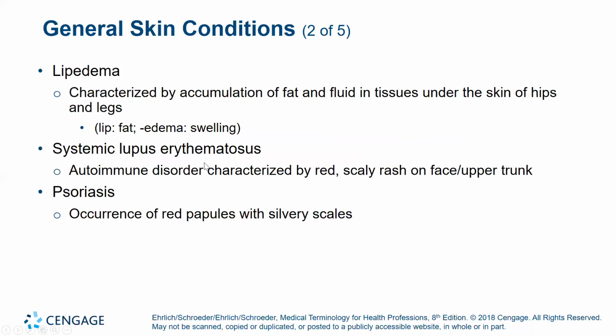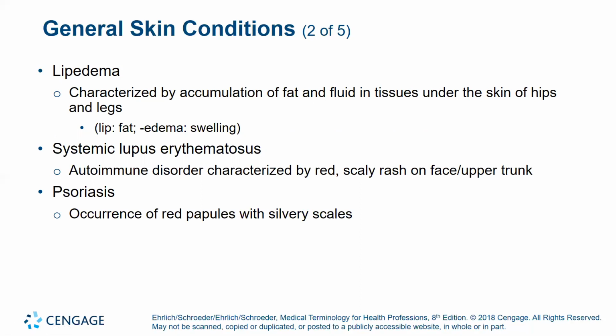Lipedema. Lip is fat, edema is swelling. So it's characterized by accumulation of fat and fluid in the tissues under the skin of the hips and legs. Systemic lupus. This is an autoimmune disorder characterized by a red scaly rash on the face and upper trunk.